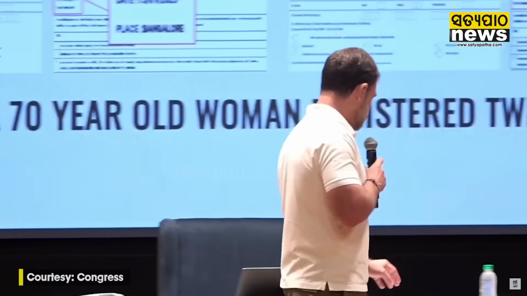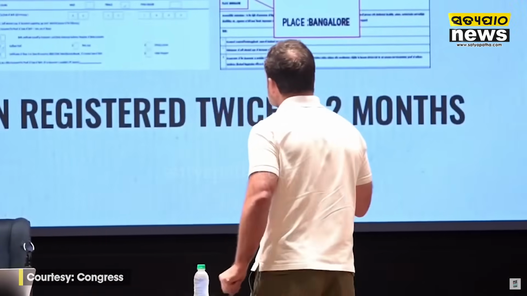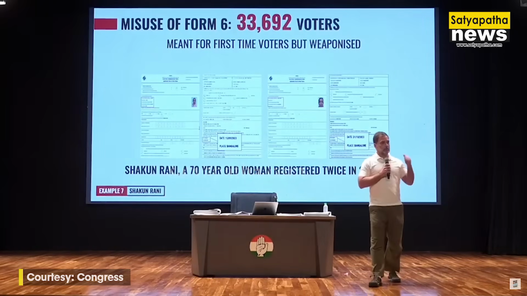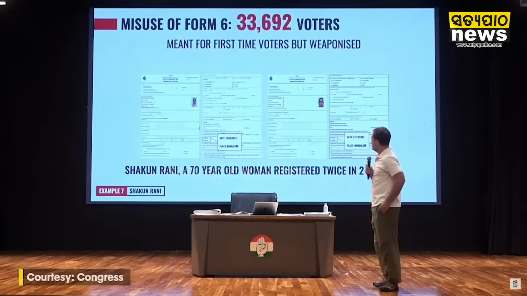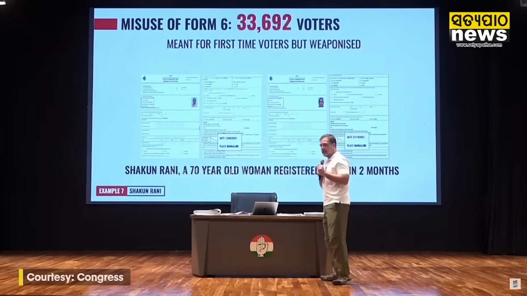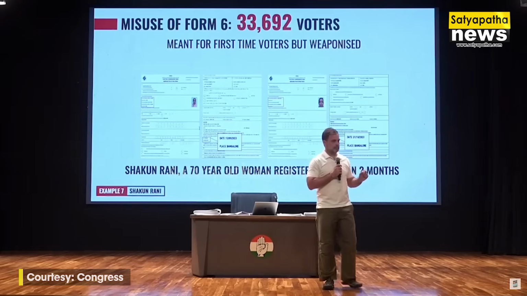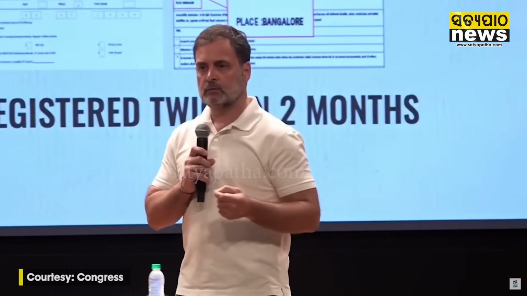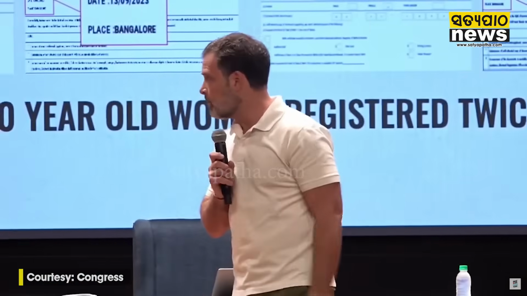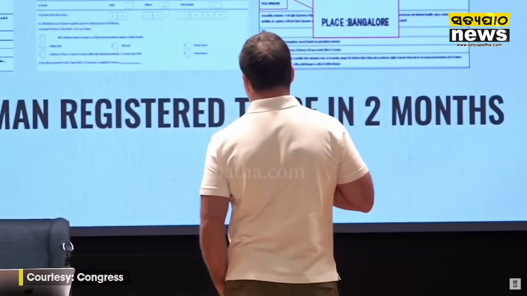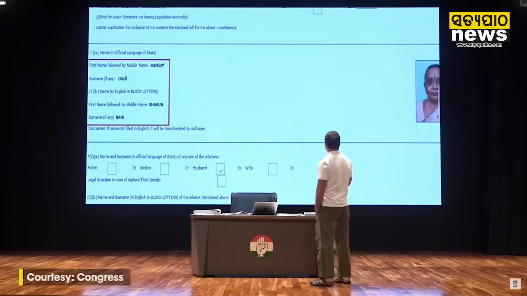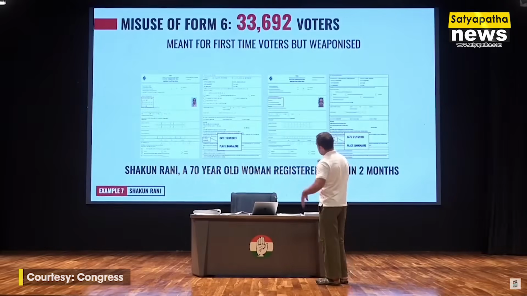So there is something called Form 6. 33,692 voters are registered here. This basically is anybody who wants to vote for the first time can use this list, Form 6. So you get into the Form 6, and then your name goes into the voter list. There's a lady called Shakun Rani, 70-year-old. Zoom out. That's her. And you see a very interesting thing here.